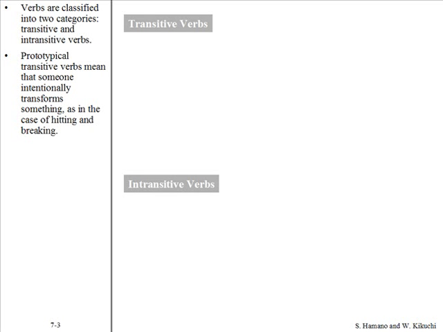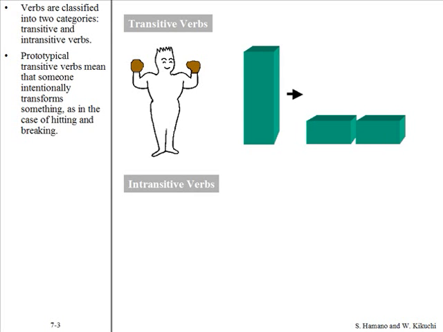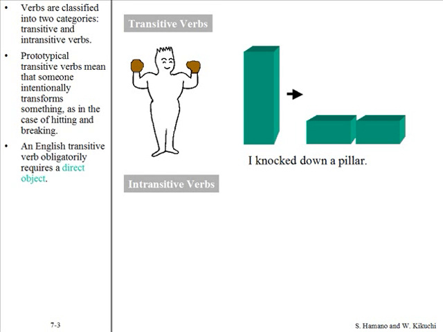Verbs are classified into two categories, transitive and intransitive verbs. Prototypical transitive verbs mean that someone intentionally transforms something, as in the case of hitting and breaking. An English transitive verb requires a direct object.